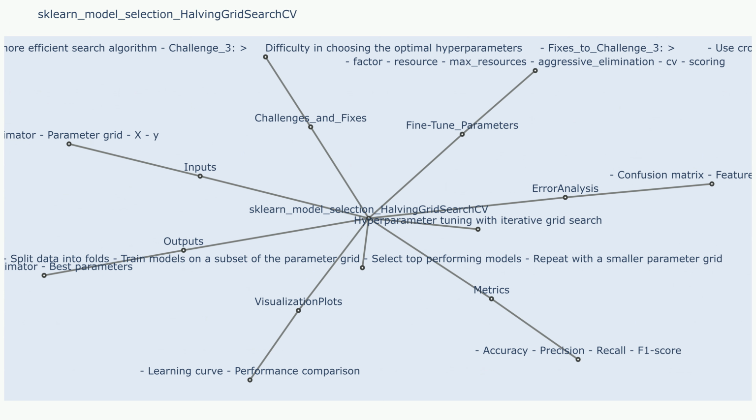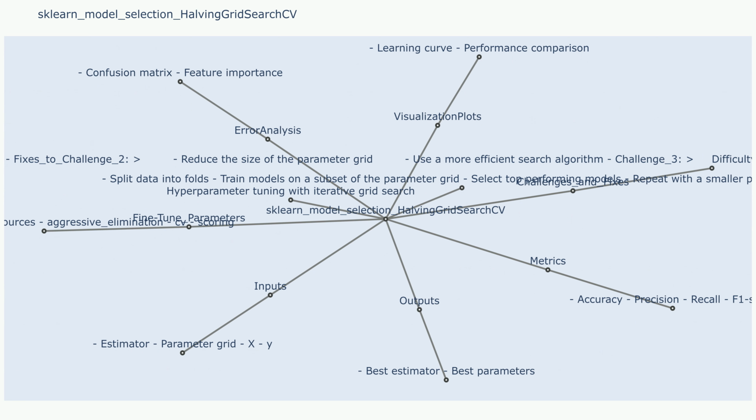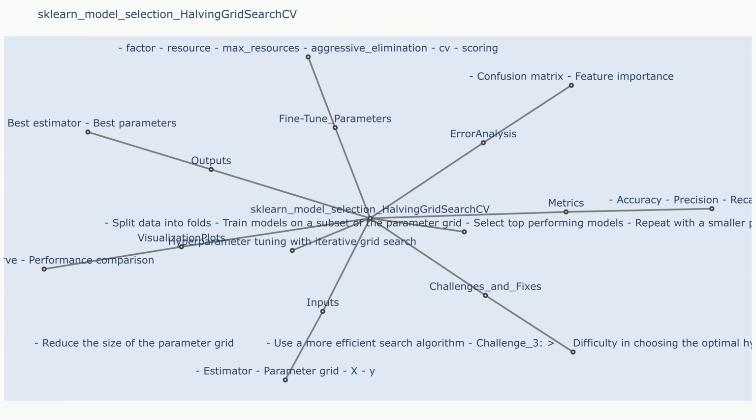Steps: initialize the search with a large number of hyperparameter combinations. Train the estimator on a subset of the data using each hyperparameter combination. Evaluate the performance of each estimator on a validation set. Reduce the number of hyperparameter combinations by a factor of factor based on the performance of the estimators. Repeat steps 2 to 4 until a single hyperparameter combination remains.